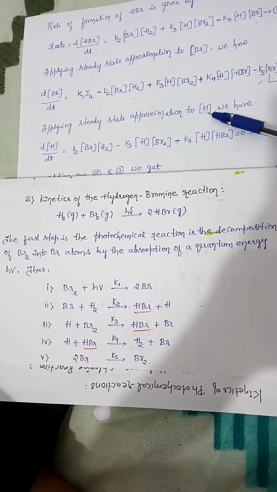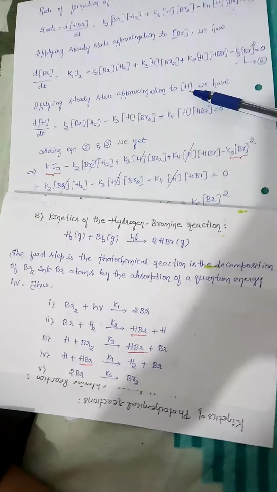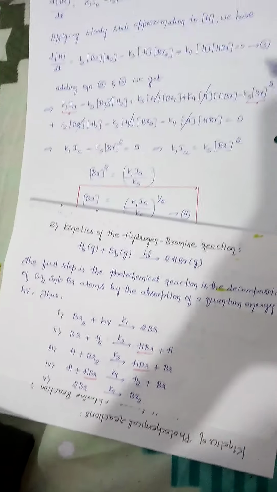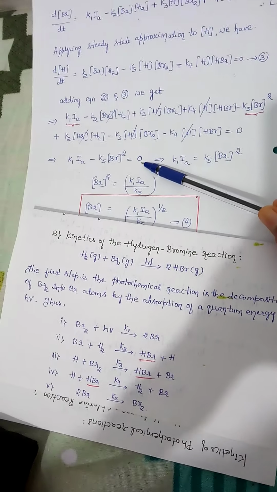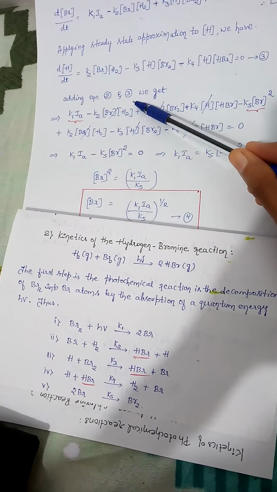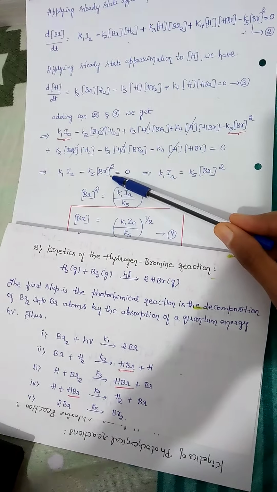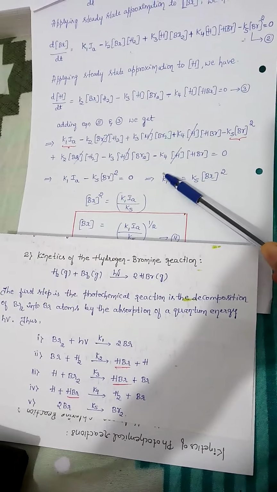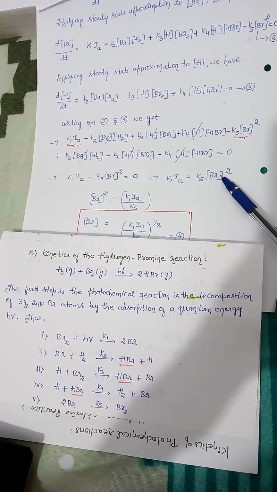So now you apply the steady state approximation to both concentration of H and concentration of Br. After that, you have to add equation 2 and 3. On adding equation 2 and 3, you will get K1Ia minus K5 into concentration of Br square is equal to 0. So when you equate this equation to 0, the K1Ia value is given as K1Ia is equal to K5 into concentration of Br square.